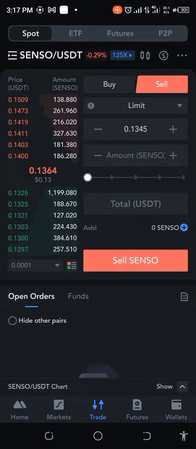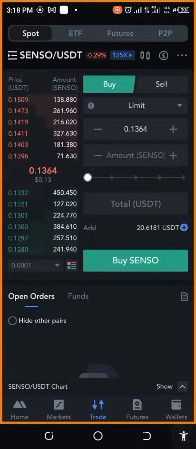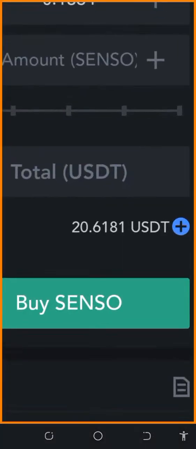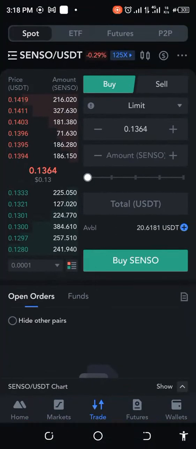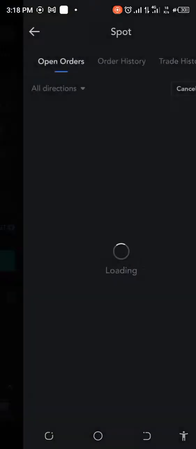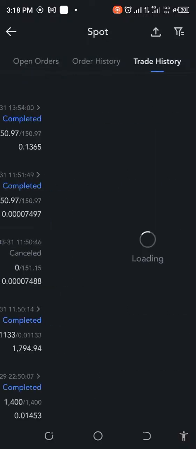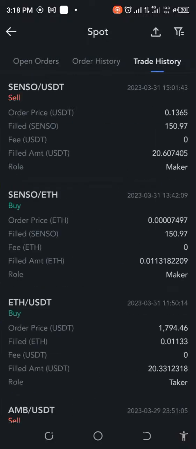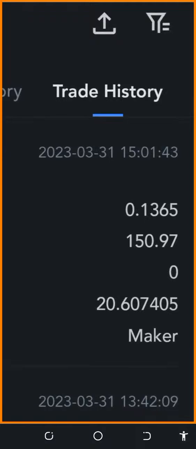All right, I'm back and it has already sold to USDT. Yes, Senso USDT is already sold. As you can see, Senso has been sold to USDT. I'm so happy. And what do we have here? Yeah, we've got 20.61, just like we said, right? And this trade wasn't that long, really. If I take a good look at the trade history, where we're coming from, when did we set that sell limit, right?